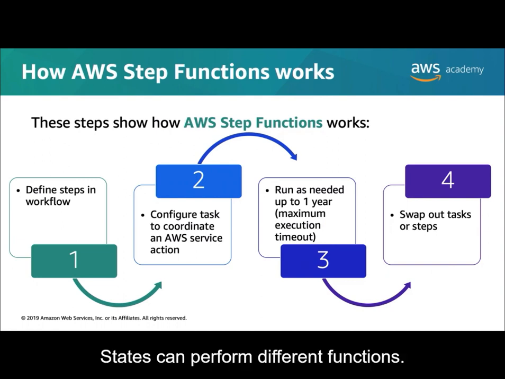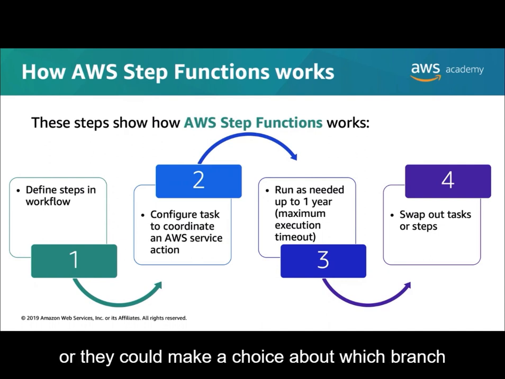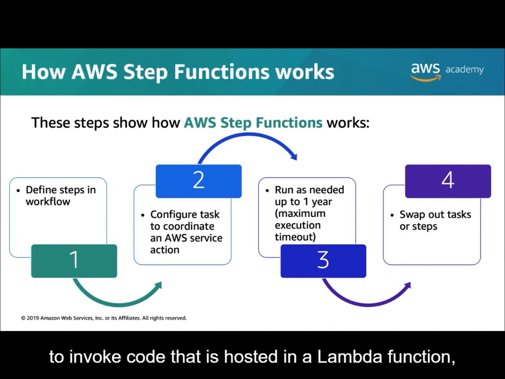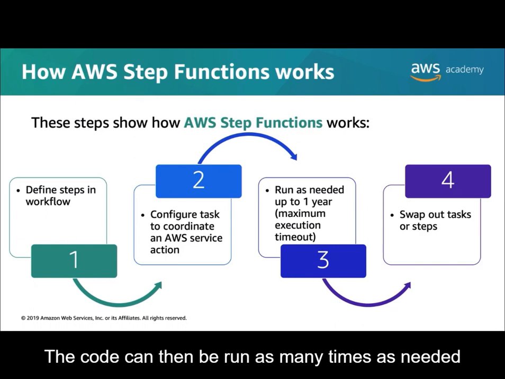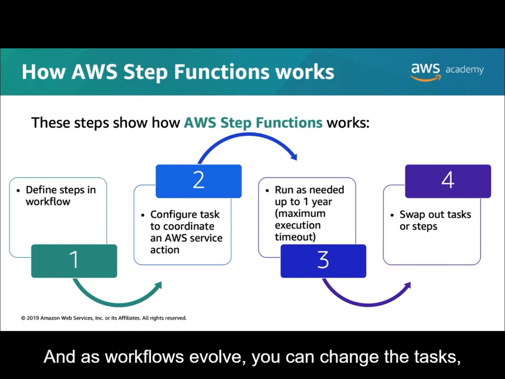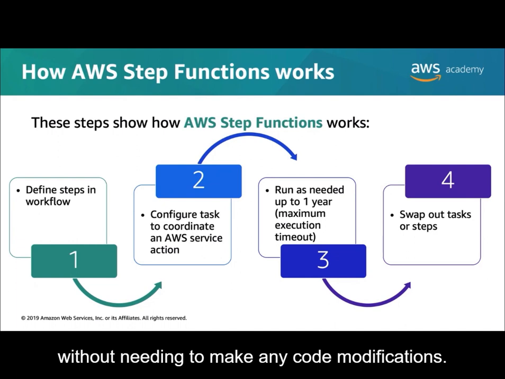States can perform different functions. For instance, they could do work like performing a task, or they could make a choice about which branch in the workflow to continue on. It's possible to configure tasks to invoke code that is hosted in a Lambda function, a container, or an instance. The code can then be run as many times as needed for a period as long as 1 year. And as workflows evolve, you can change the tasks, change the step order, add tasks, or delete tasks, all without needing to make any code modifications.